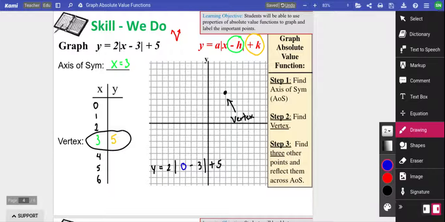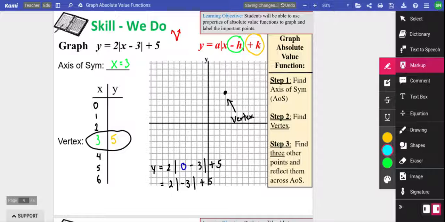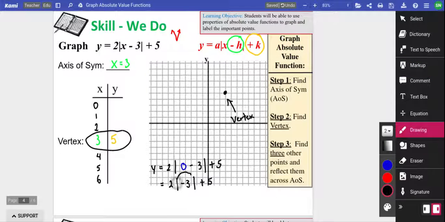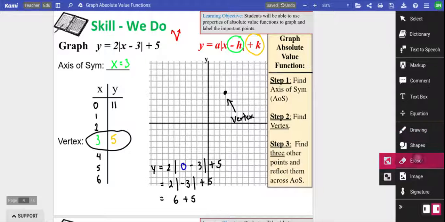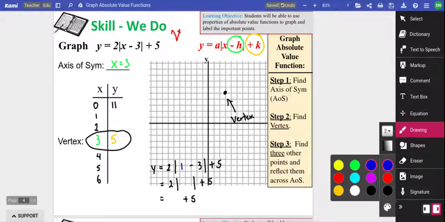This would be equal to 2, absolute value, 0 minus 3 is -3, plus 5. Now, whenever you start evaluating absolute values, anything inside the absolute value is a positive. Therefore, this is the same thing as multiplying 2 times 3, which would give us 6 plus the 5, and that would be 11 for 0. You would repeat the process for the other numbers.